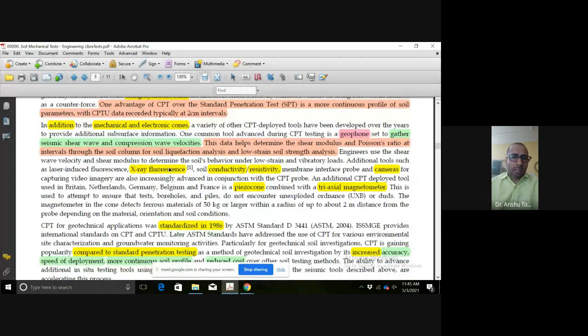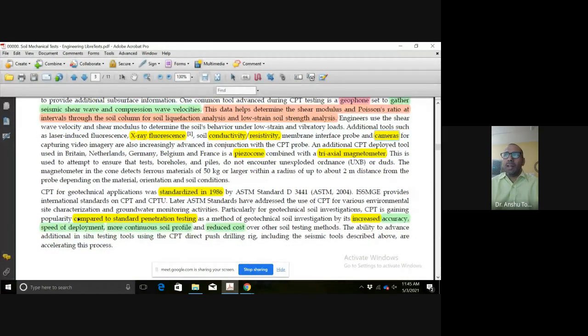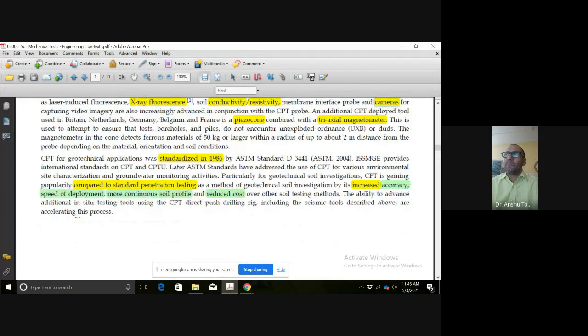Further, now if you want to find out the constituents of the soil also, XRF can be done. If you want to find out the conductivity and resistivity, that can also be done. Then cameras capturing video of the soil strata are also being added these days.